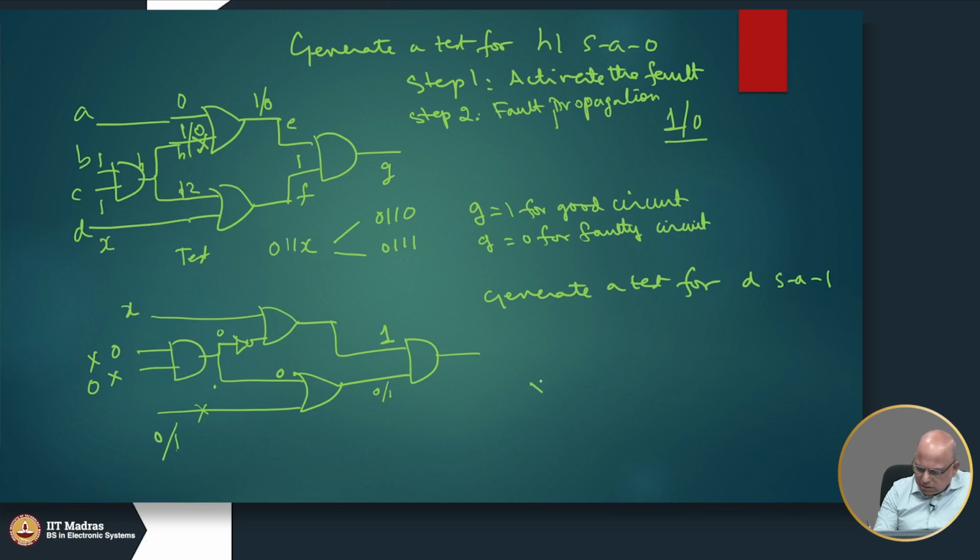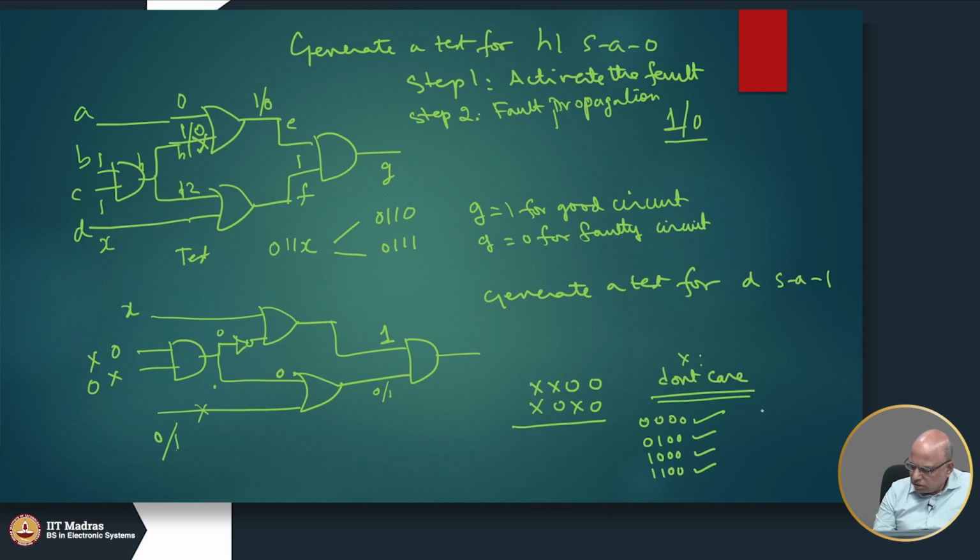So, x0 0 or x0 x0 are both test vectors. So, x here means do not care. So, actually we will end up with possibly many vectors. So, 1 0 0 0 0 is a valid vector, right. 0 1 0 0 is a valid vector, 1 0 0 0 is a valid vector, 1 1 0 0 is a valid vector.